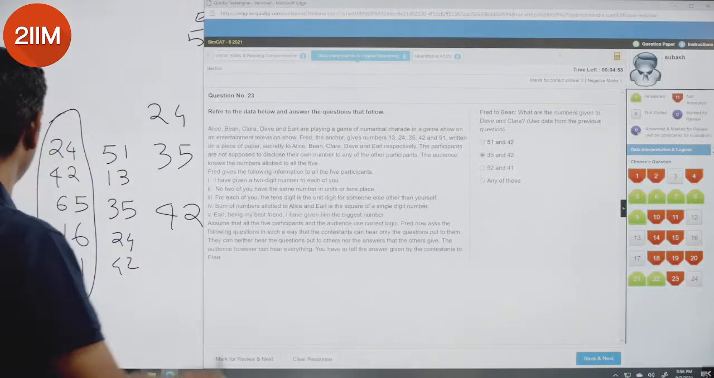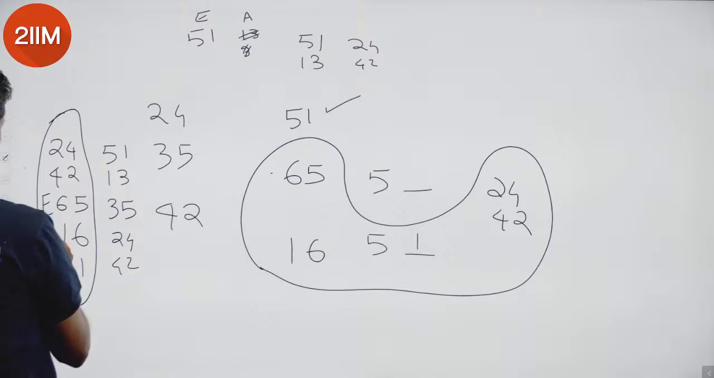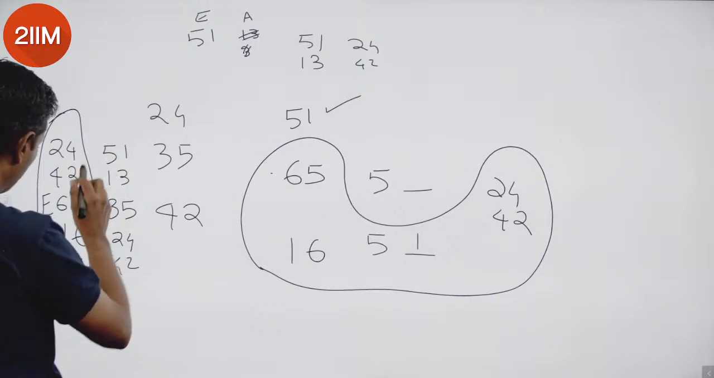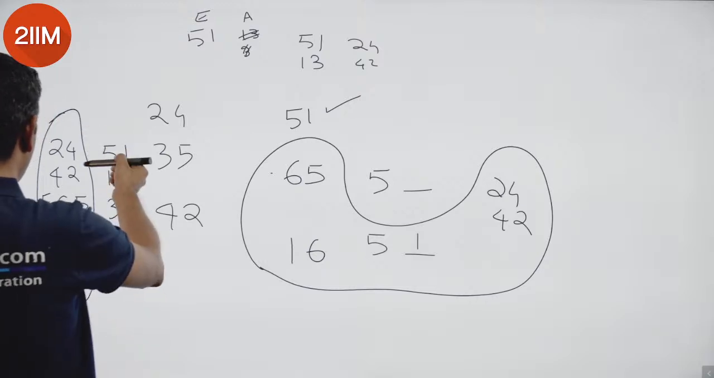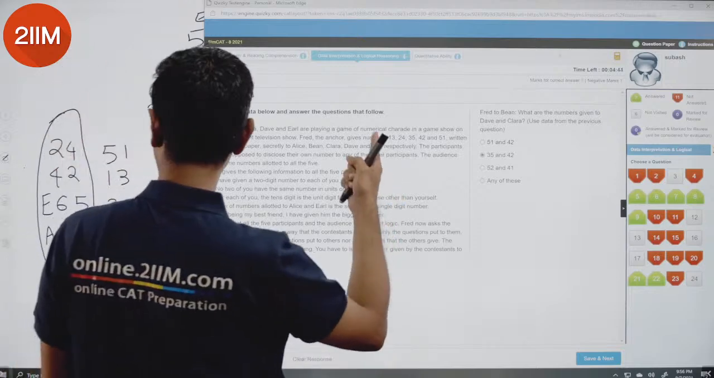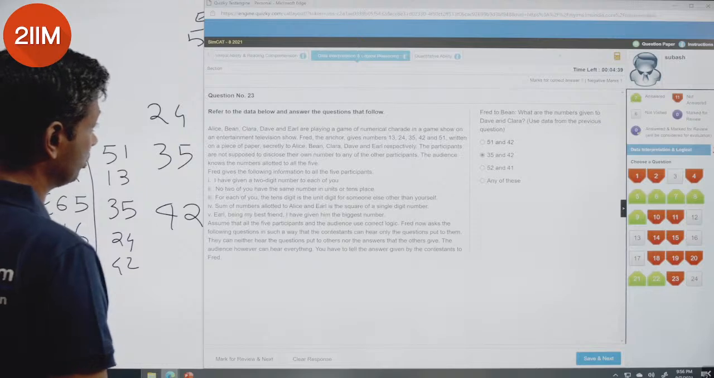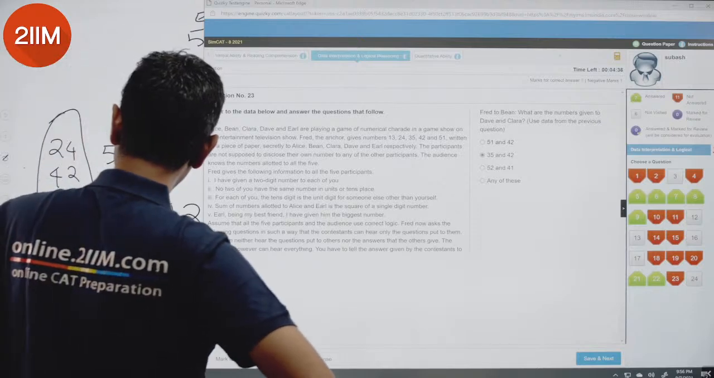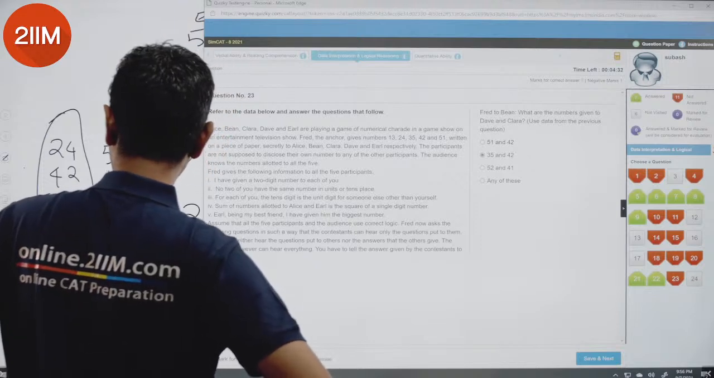So E is this. A is this, adding up to 81, 51, 24, 42. This is very much possible. I have 24, I'll get 42, and I can fill the remaining like this. But 35 and 42 could be an answer. 51 and 42 could also be an answer. 52 and 41 cannot be an answer. 52 and 41 doesn't work for me.